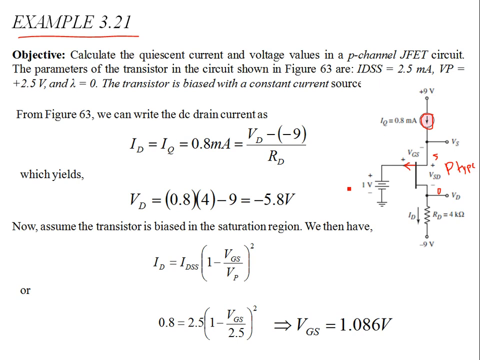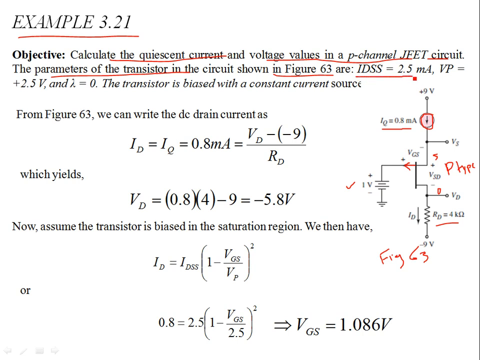So the gate is biased at 1 volt, okay, and you're given a biasing current of 0.8 milliamps. The objective is to calculate the quiescent current and voltage values in a p-channel JFET circuit. The parameters of the transistor in the circuit are shown in figure 63. Okay, this is figure 63. So the parameters are given. You can see that RD, the drain resistance, is given, the gate voltage is given, the quiescent current is given.